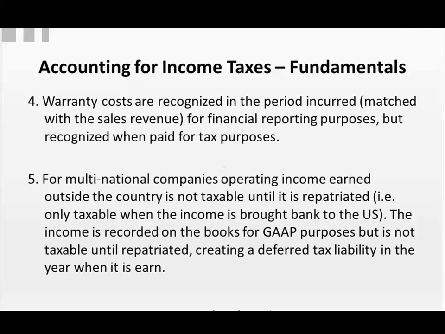So once again, we had a timing difference between warranty expense on the books and warranty expense on the tax return. And lastly, one familiar to multinational companies: their operating income earned outside the U.S. is not taxable until it's repatriated, only when it's brought back into the United States. So the income is recorded on the books for GAAP purposes when it's earned, but it's not taxable until it's repatriated, creating a significant deferred tax item in the year when it's earned.